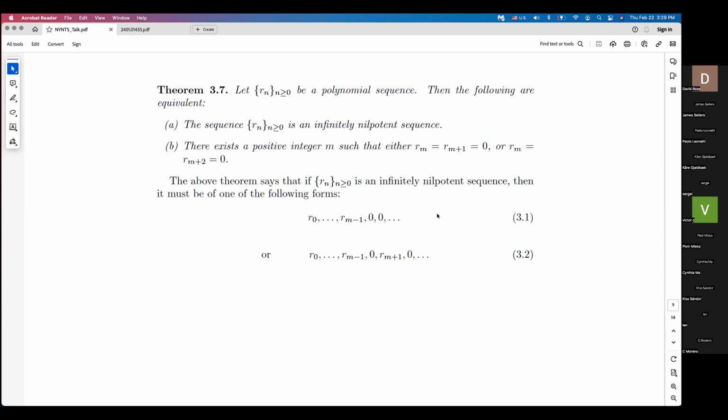So in other words, if we write it out, then we are really saying that if Rn is an infinitely nilpotent sequence, then it must be of the form this. After a certain point, we are going to see 0 like this. It's going to become stationary at 0, or it is going to switch between 0 and Rn plus 1, Rn plus 1 to 0, and then 0 to Rn plus 1, and so on. So if we can classify the sequences which look like either 3.1 or 3.2, then we should be able to classify all infinitely nilpotent sequences.